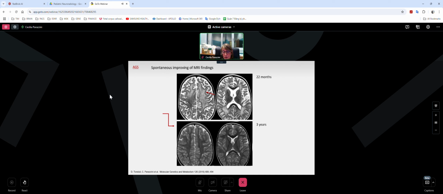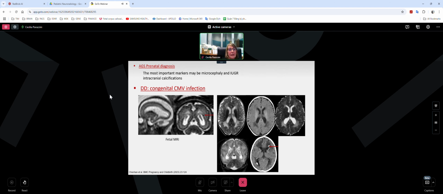A spontaneous improvement of MRI findings has been described by our group, but also by other groups, till a quite normal MRI picture. And this evolution cannot be completely explained by progression of myelination. So also in this case, it's very important to know the natural history of this disease.